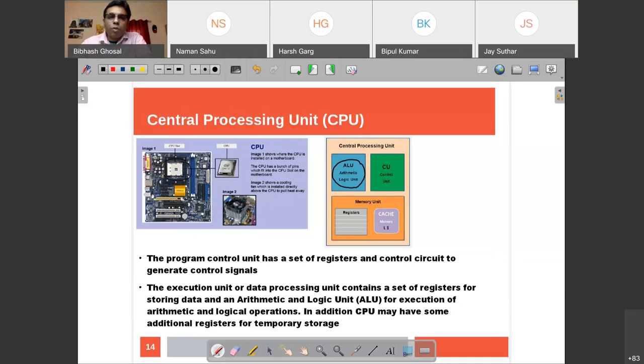Now, I told you that these operations that go on have to be done in this unit, but they have to be done in a sequential way or in an ordered way. So there must be someone who acts as a manager to control the sequence of operations. And this is called the control unit. Okay. This is called the control unit.